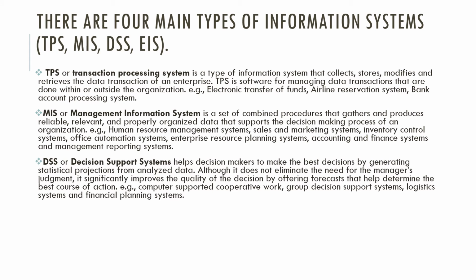Next, we have the decision support systems. These help decision makers to make the best decision by generating statistical projections from analyzed data. Although it does not eliminate the need for the manager's judgment, it significantly improves the quality of the decision by offering forecasts that help determine the best course of action. Example, group decision support systems, logistic systems, and financial planning systems.